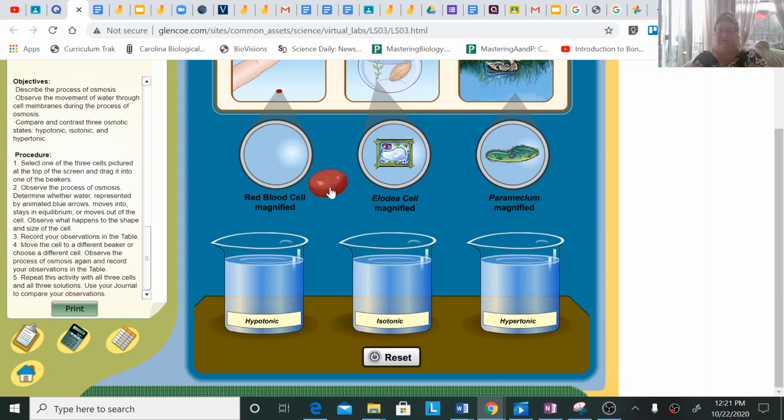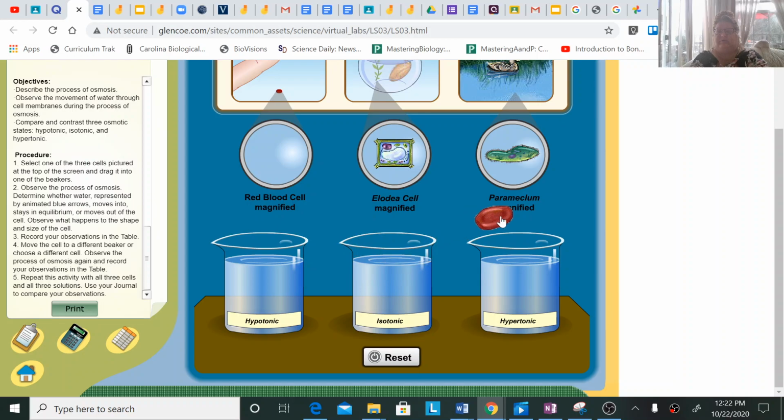All right, I'm going to put it in the isotonic. All right, and notice, I'll do it from the normal. And notice, did it stay the same? Did it get bigger? Did it lose water? Notice the arrow should tell you what's happening there. Water going in, water exiting.